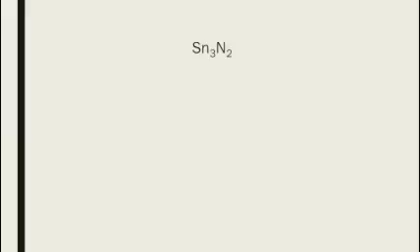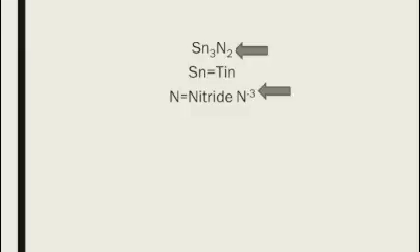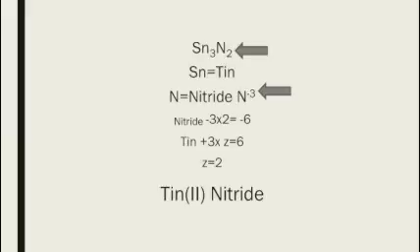The next example is Sn3N2. On the ion sheet, Sn is tin and N is nitride, but tin needs a Roman numeral. To figure out which tin to use, you have to look at the charge and number of nitride and multiply them. The charge of nitride is negative 3, and there are 2 of them. Negative 3 times 2 is negative 6. In order to make the charge 0, the charge times the number of tin atoms has to equal positive 6. There are 3 tin ions, and 6 divided by 3 is 2. So the correct answer is tin 2. The name of the compound is tin 2 nitride.